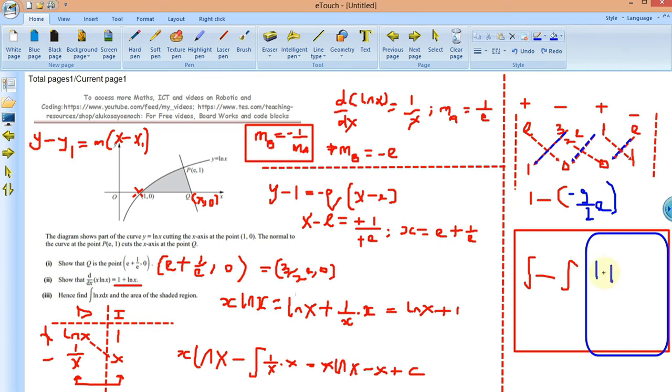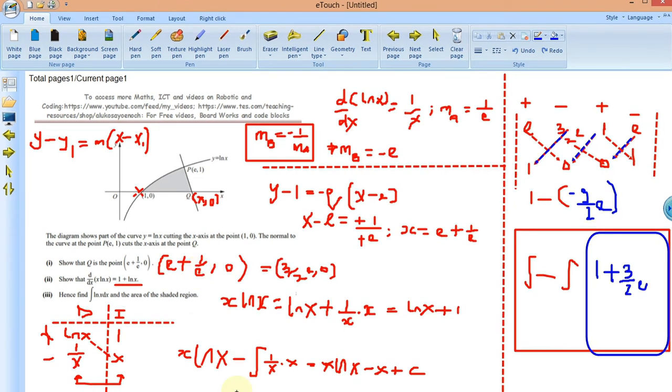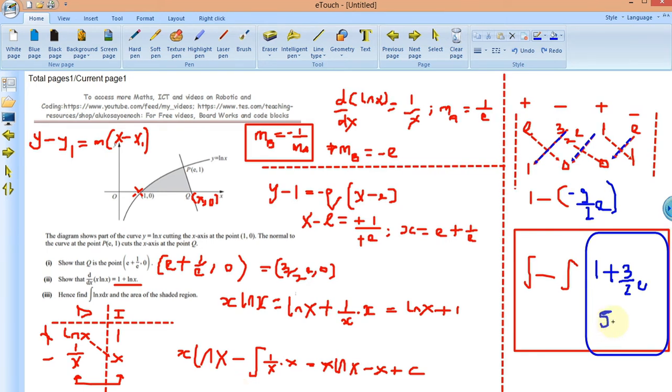I don't know why I put this one as 3 over 2 because this is what I have here: e plus 1 over 2e. Yeah, I think that's cool. That should be 1 over 2e. So 1 plus 3 over 2. If you want a point value, guys, use the calculator for the exponential. So the final answer should be 5.0. I'll check if there's any problem with that.